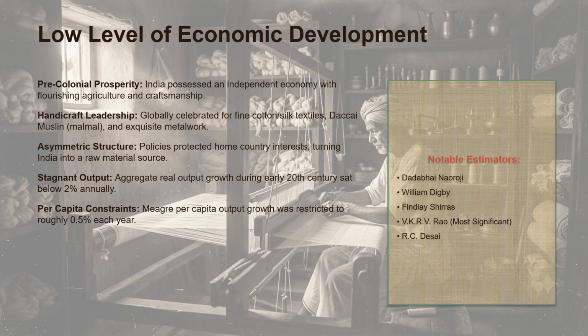As noted by researchers like Dr. V.K.R.V. Rao, the colonial framework kept our annual per capita economic growth at a nearly invisible half a percent. Just assume, just half a percent, and the GDP growth rate was below 2%. And then the Britishers called Indians poor. It's they who were responsible for all this mess that we are facing today.